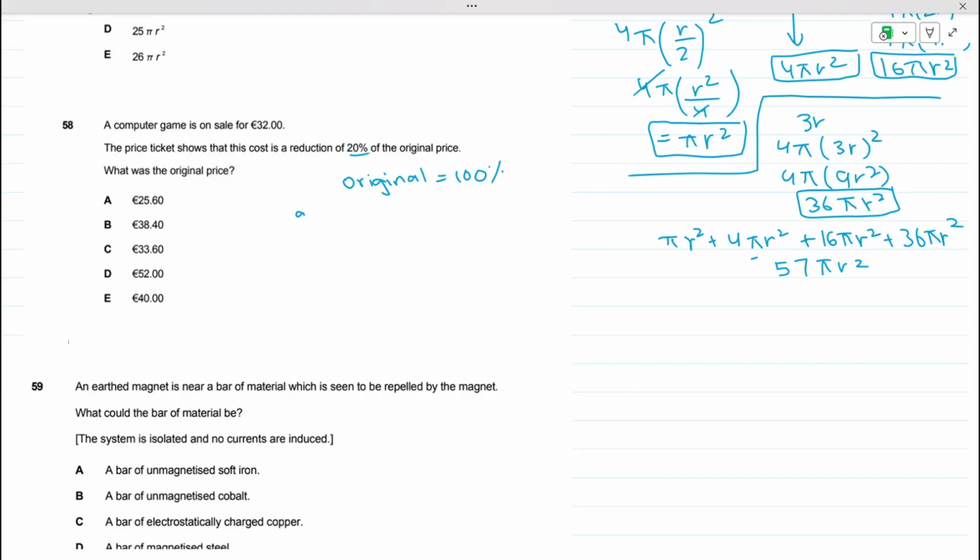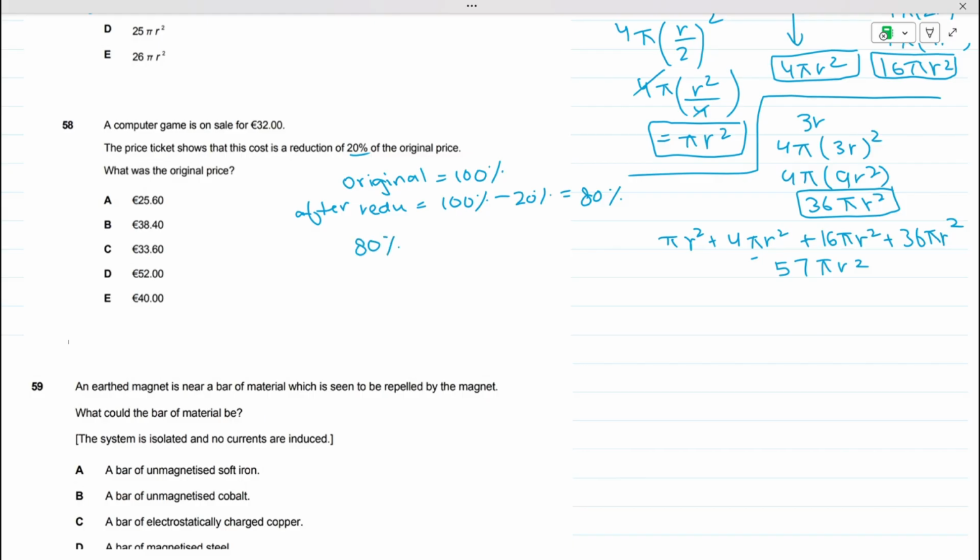100%. And after reduction of 20%, what do we get? The original reduction is done of 20%. So 100 minus 20 is 80%. Now see, this value is the result of something that had 20% off.